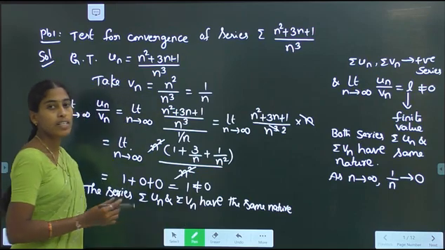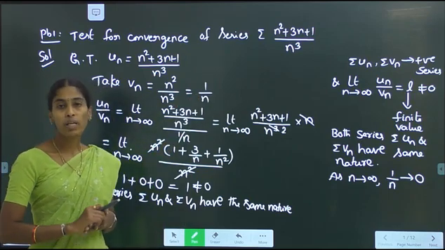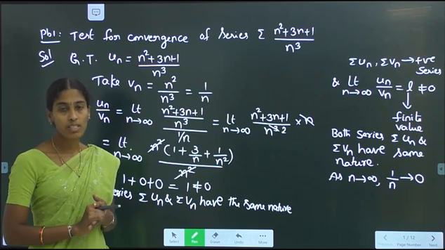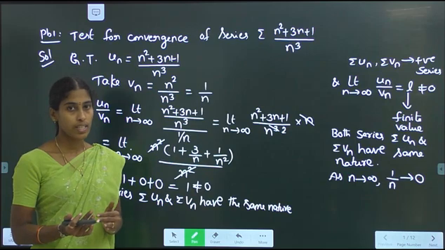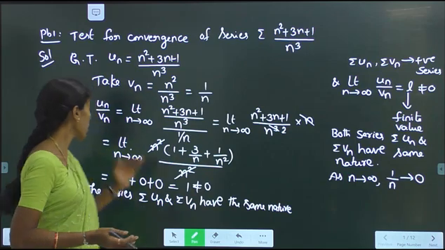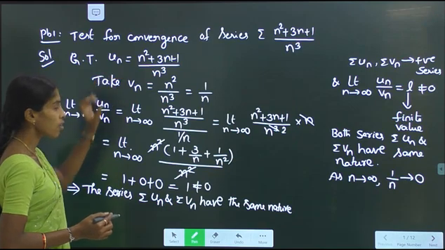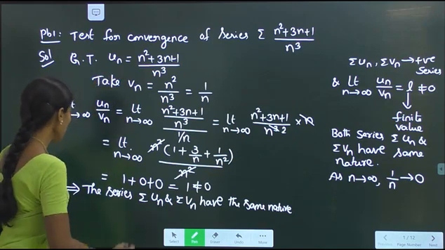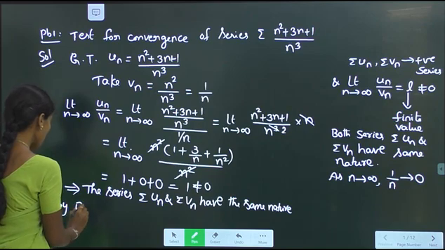Right? Already I discussed about this limit form of comparison test. When we apply the limit form of comparison test, we are comparing the given series with the known series. What is that known series? Here we are identifying vn, right? So what about the nature of this vn? By p-test. What is p-test?